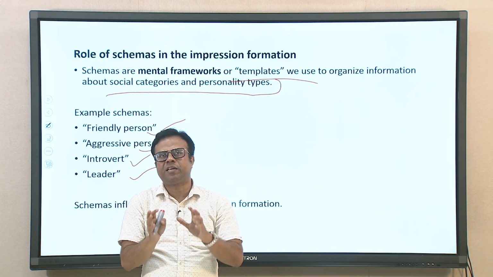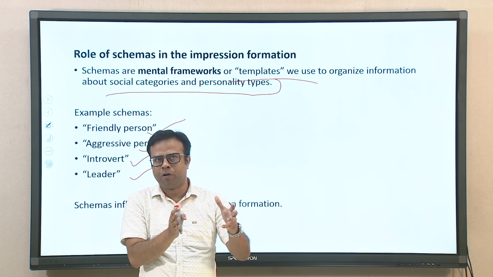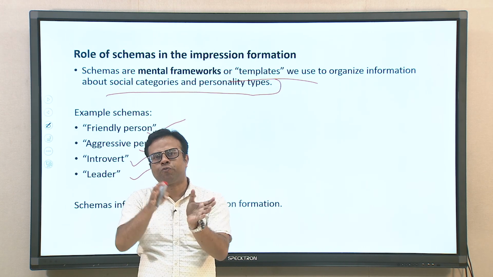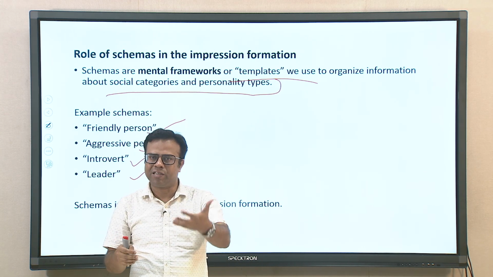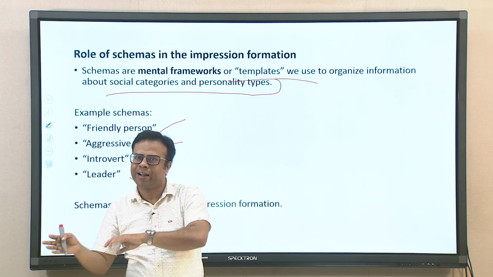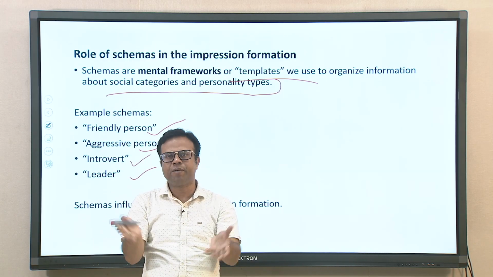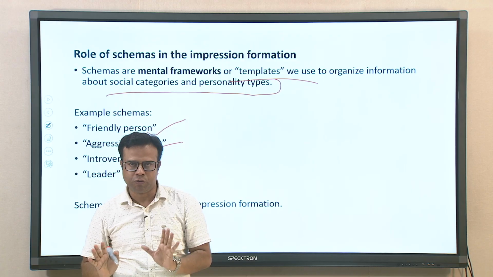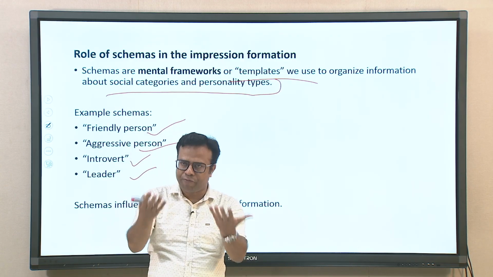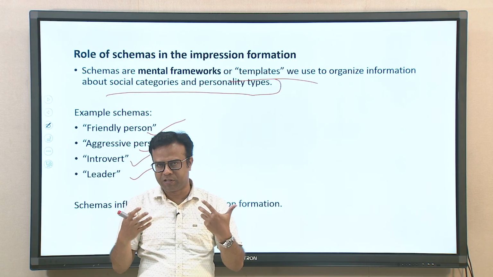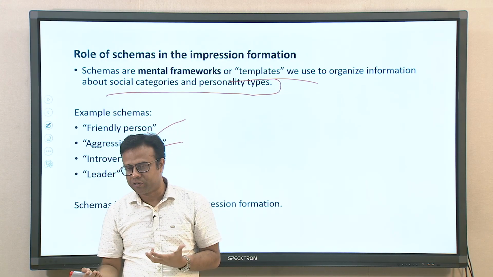For example, we have schemas about restaurants. So, we know when we go to a restaurant what we are supposed to do. We go, then we see the menu, and then we give an order, and so on. So, there are certain frameworks we have and that we follow when we go to a restaurant. Similarly, we can have a mental schema about different persons, and that can influence your first impressions.